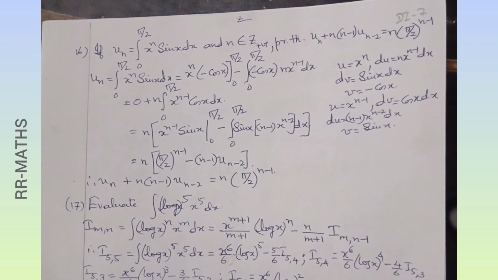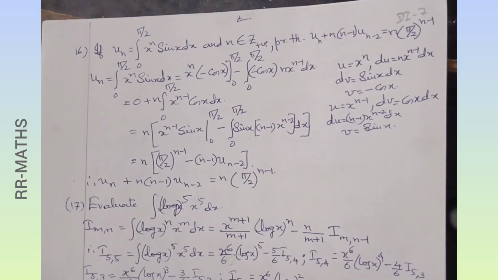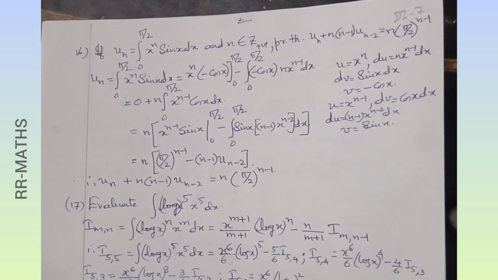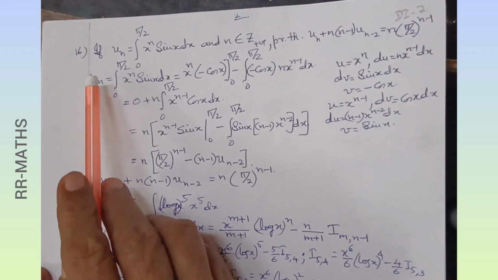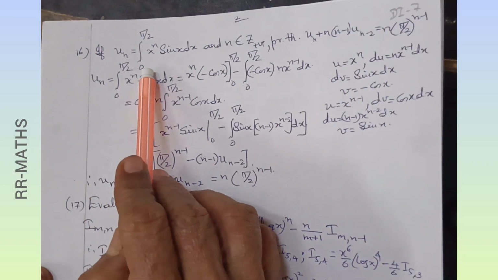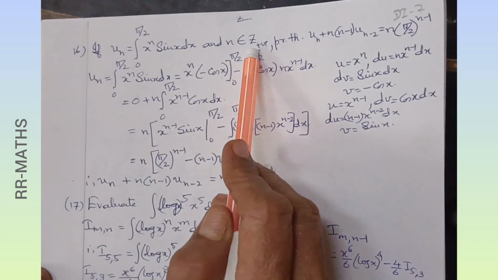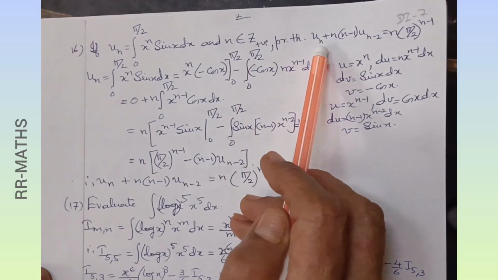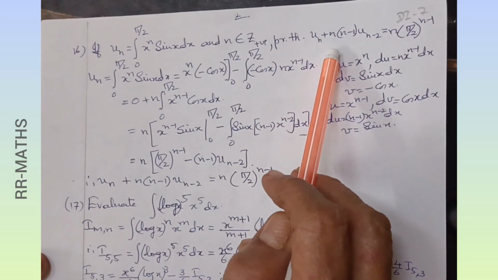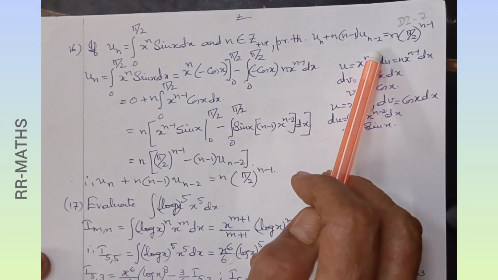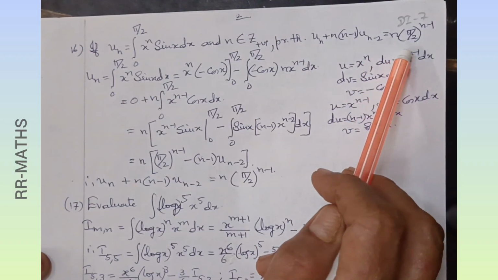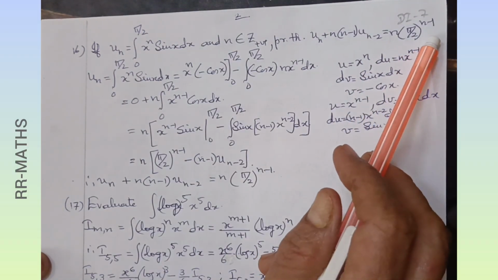We are continuing with the reduction formulae, episode 10. I'm continuing with the problems. We'll take up another problem here. If un is equal to integral 0 to pi by 2 x power n sin x dx, and n is a positive integer, prove that un plus n into n minus 1 un minus 2 is equal to n into pi by 2 whole power n minus 1.